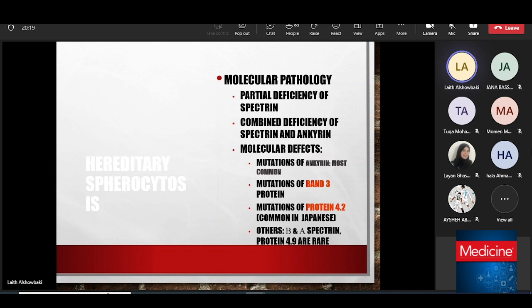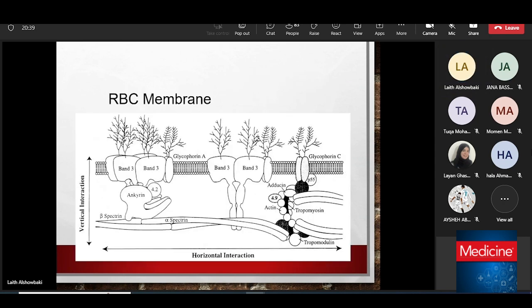Molecular defects: mutation of ankyrin, that's the most common way to inherit hereditary spherocytosis, mutation of band 3 protein, or mutation of protein 4.2. That's common in certain people. So this is the RBC membrane, and you can see the spectrin on the lower half of the left side of that graph.